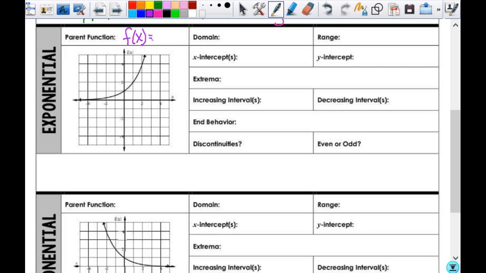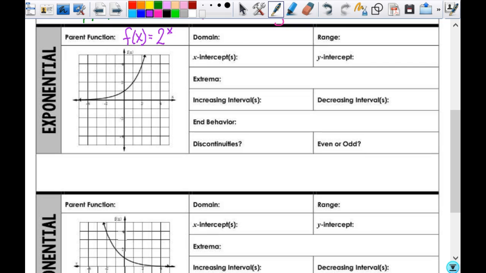It could still be our parent function. But I have this graph here, and based on this graph specifically, what is the base of this exponential? 2. Because when x is 1, y is 2. So whatever to the first power gives you that. That's how you know for sure here. Does that make sense to you? So this would be f of x equals 2 to the x power.